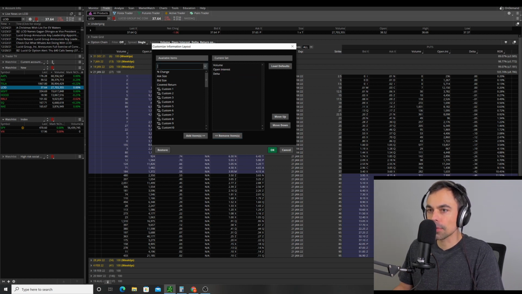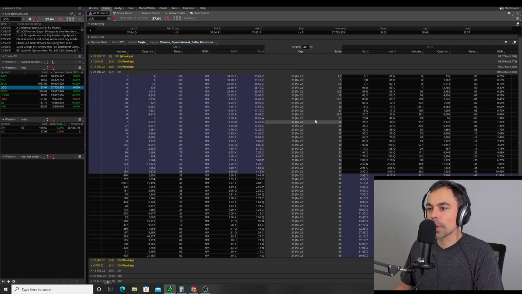And then you want to go over to the left, click on this, and type return on risk. Now notice there's also return on capital, but the one you want to choose is return on risk, because the return on capital utilizes the buying power instead of your cash. Then OK. And it should show up here on the right. And this is just a really quick way to check the return if it's even worth doing. And I also like to have the delta column right next to it.